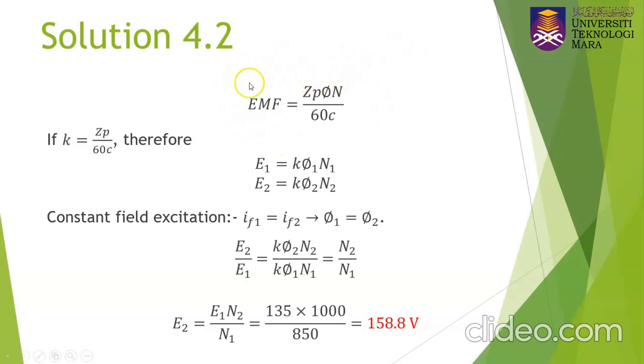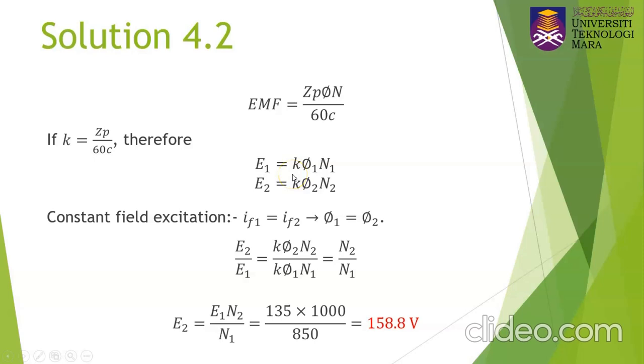we need to use the formula for the EMF generated. The formula is given by Z, the conductors, multiplied by the number of poles, multiplied by the flux, multiplied by the speed, divided by 60C, where C represents the current paths. Consider the constant K equal to Z multiplied by P divided by 60C. Therefore, this equation can be simplified to EMF equals K multiplied by flux multiplied by N.